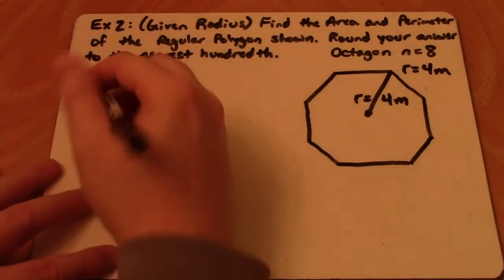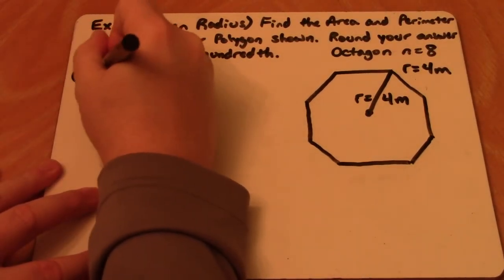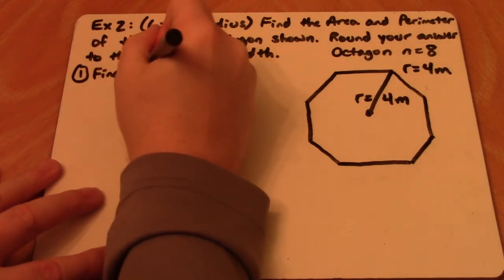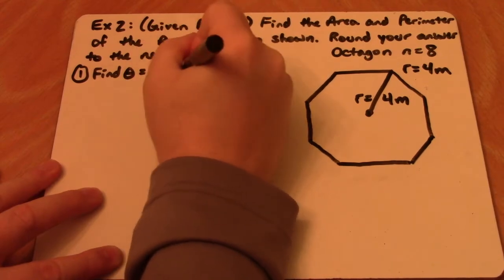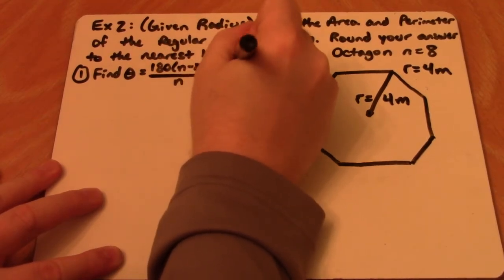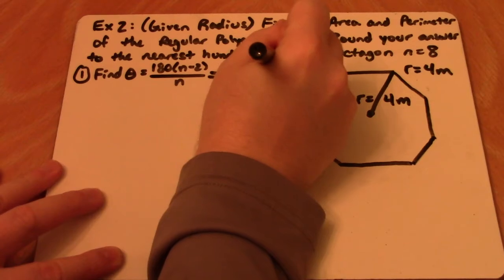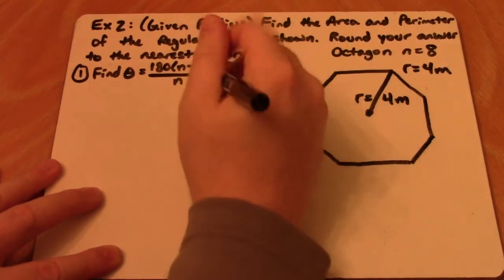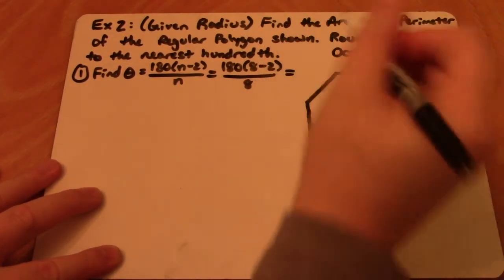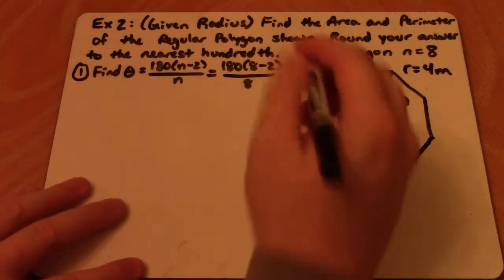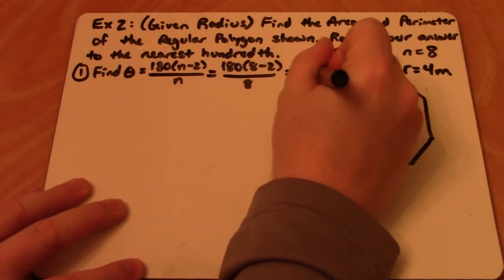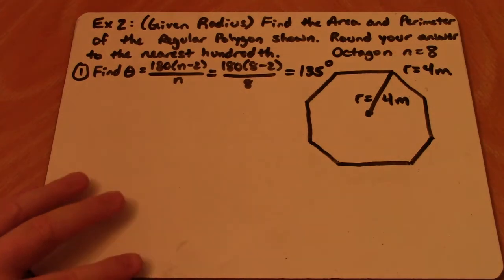So we start off the same way we did in the last example. Step 1 is to find theta, and we use our theta equation for that, which is 180 times (n minus 2) divided by n, or 180 times (8 minus 2) divided by 8. Now octagons are kind of unique. They're one of the few that does not give us a whole number answer. Oh, I lied, they do. That is a 135-degree angle. I was thinking about decagons. Anyway, the interior angle is 135 degrees.